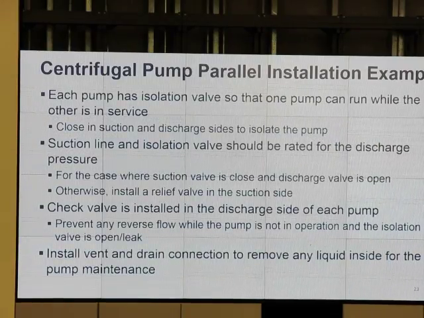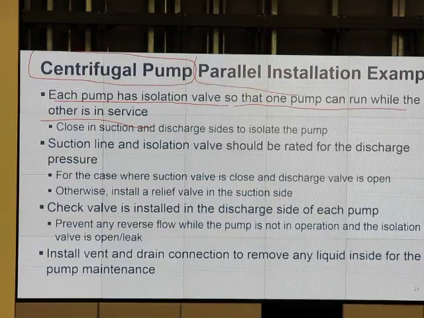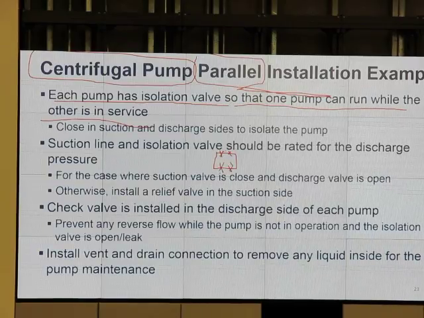Installation. Okay, when we put pumps together, each pump has an isolation valve so that one pump can run while the other is in service. So if we put two pumps in parallel, even though we put them in parallel to increase the flow rate, we don't share the valve. Okay, so each pump has its own valve. So this means I have two pumps. I have valve, valve, and pump in the middle.